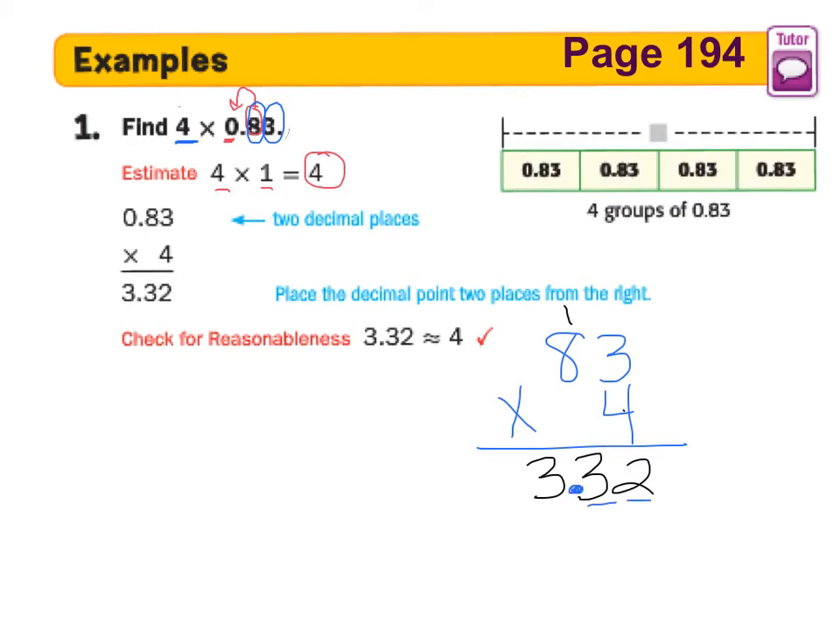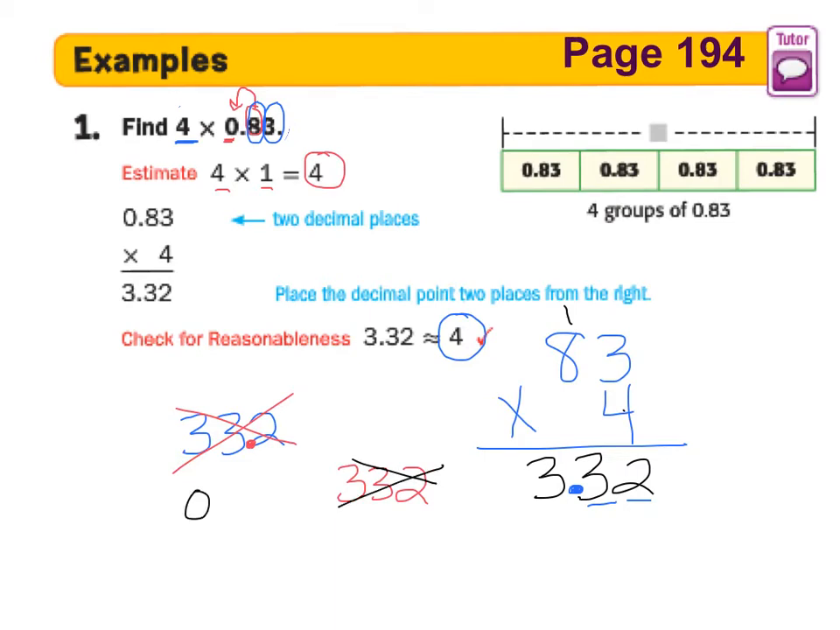So I need 2 decimal places. The decimal has to go between the 3 and the 3, because 3.32 is very close to our estimate of 4. If I had taken 3.32 and put the decimal back here and put 2 decimals, 33 is nowhere near my estimate of 4. If I left it off my number, 332 is not near my estimate of 4 either.